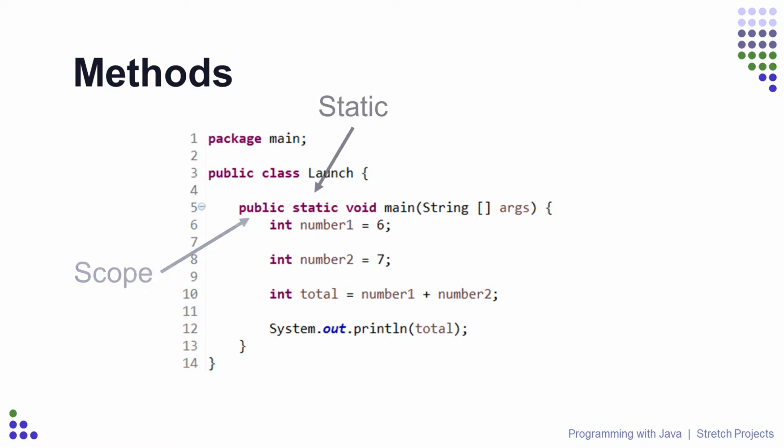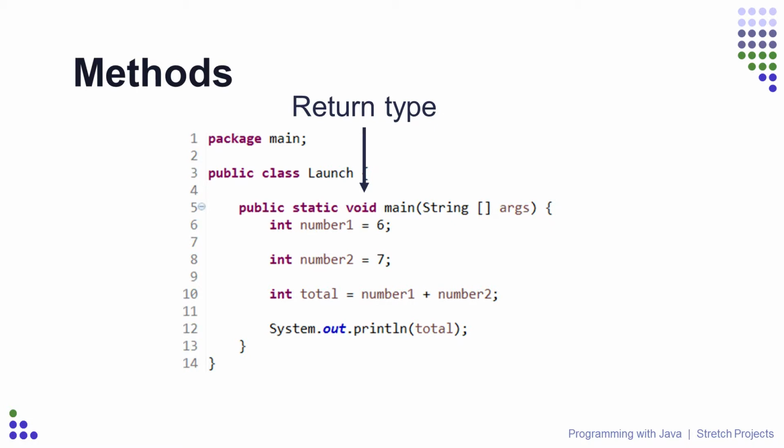Next up we have the word static. We will talk more about this later too, but we will always include the word static until much later in this series. Next we have the word void. This is what's known as the return type. When it comes to passing data back and forth between methods later on, we will need to know what type of data is being passed, just like when we were creating variables earlier.